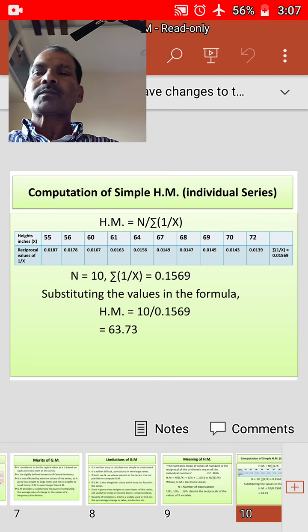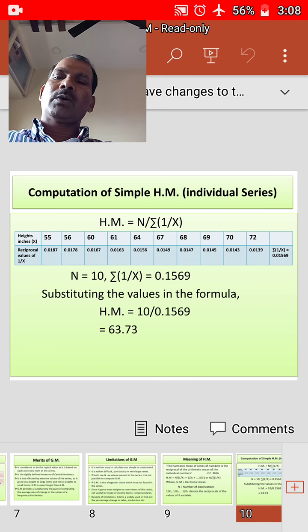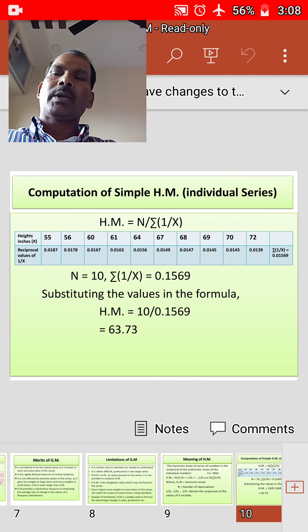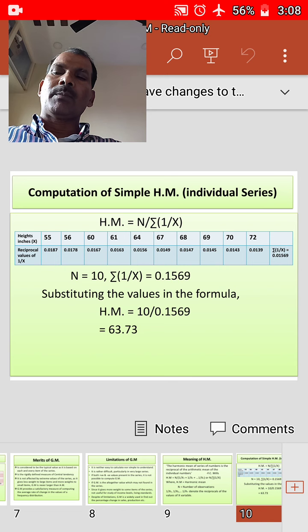Okay, there are a few steps in this. Find out the reciprocal value of the x variable and denote it by 1/x. Obtain the total of the 1/x values, that is sigma 1/x. Obtain the number of observations, that is n. Apply the formula and obtain the harmonic mean. Harmonic mean is computed with the formula given in the PPT, that is HM is equal to n by sigma 1/x, the summation of 1/x.